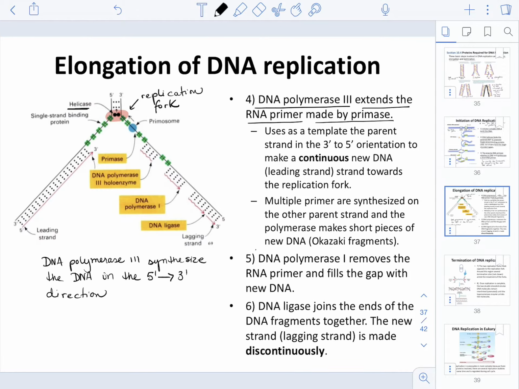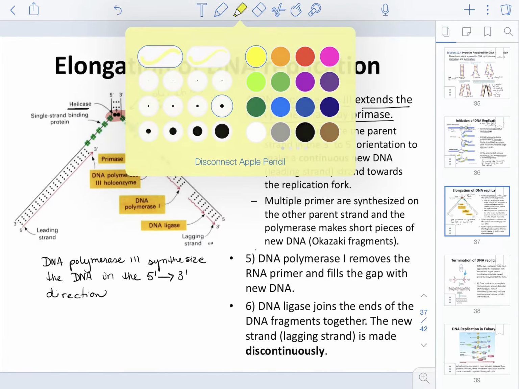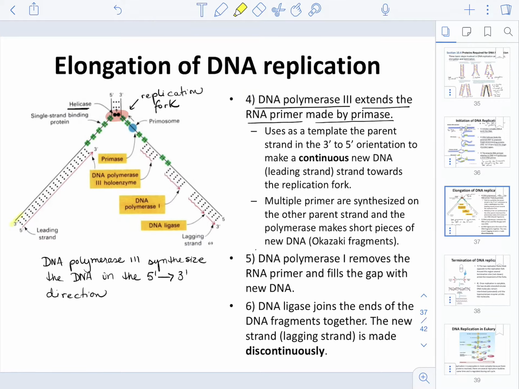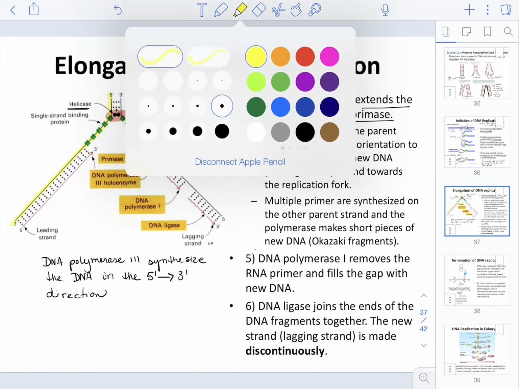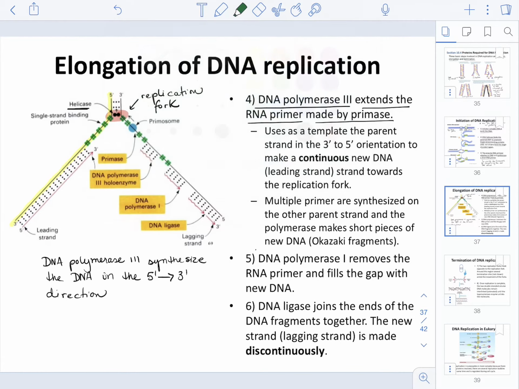But let's keep in mind that DNA is double-stranded and it is anti-parallel. That means that we're going to have one of those template DNA strands run in the 3' to 5' direction towards the replication fork, and its anti-parallel strand is going to be running in the opposite direction. And in this case, I'm going to highlight the anti-parallel strand in green.